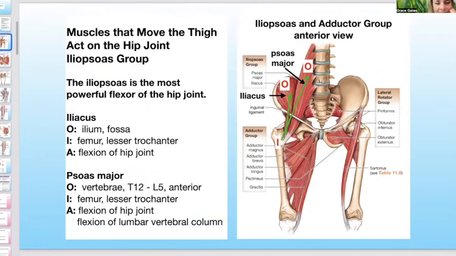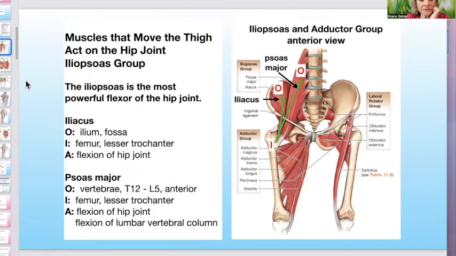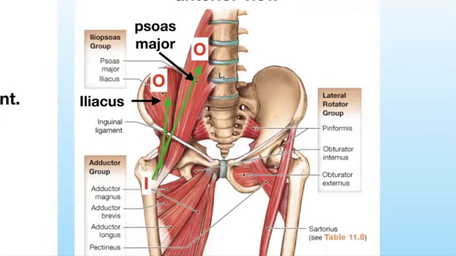The iliopsoas is the most powerful flexor of the hip joint. It has two parts. It has the iliacus, which originates in the fossa of the ilium and inserts on the lesser trochanter of the femur. The action is flexion of the hip joint.